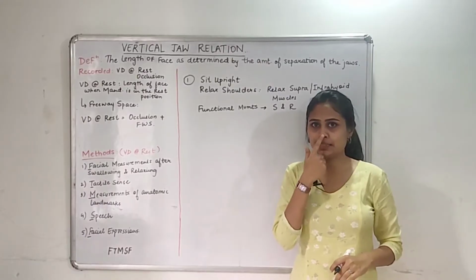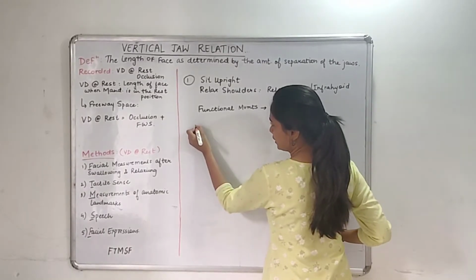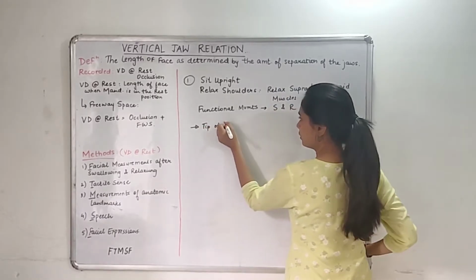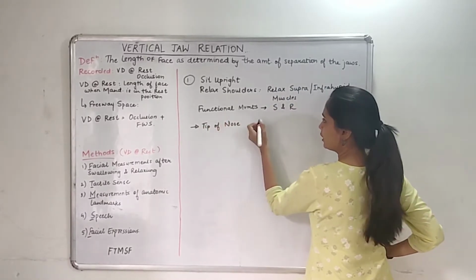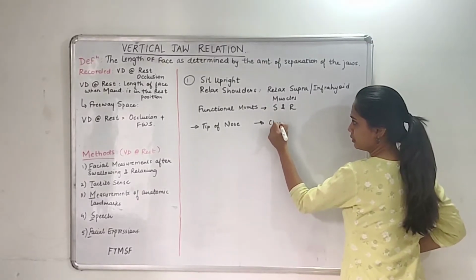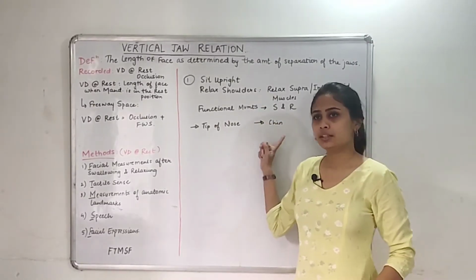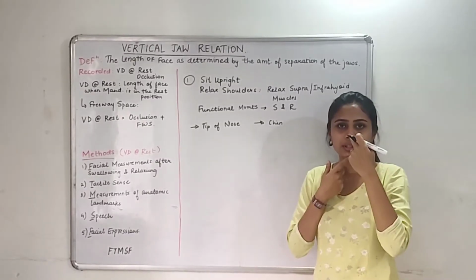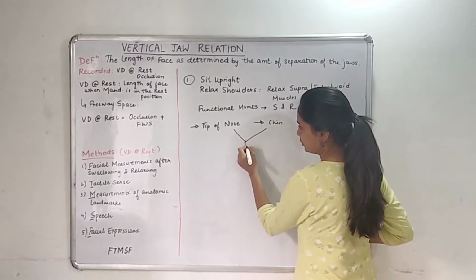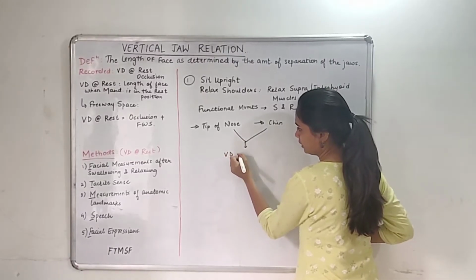The first point will be at the tip of the nose, and the second point will be at the chin, the center of the chin. After the 2 points are marked, the vertical dimension at rest is measured. So the distance between these two is the VD at rest.